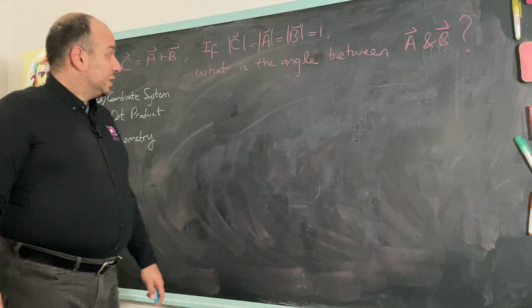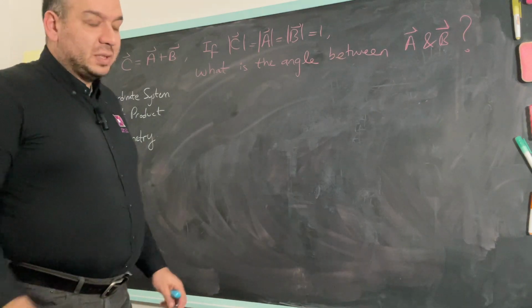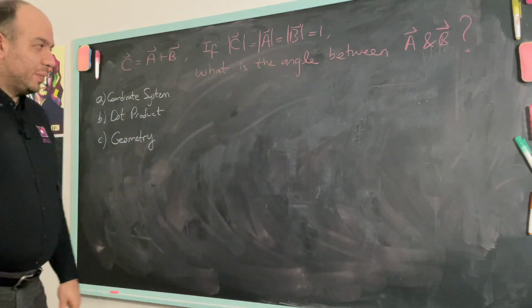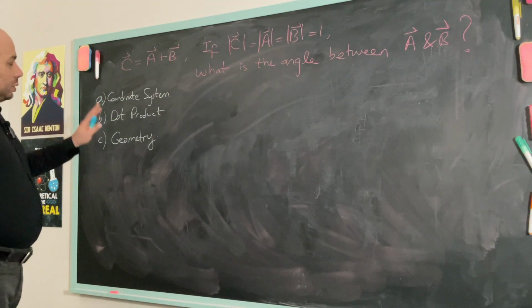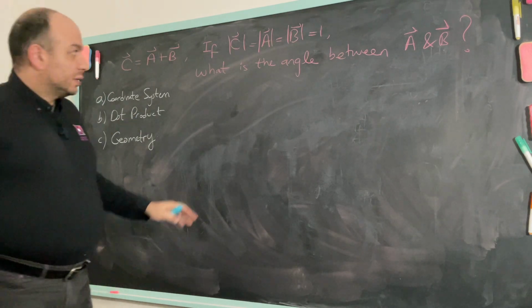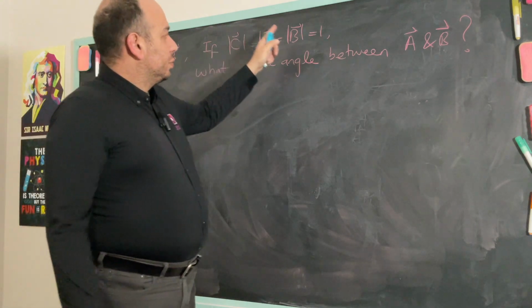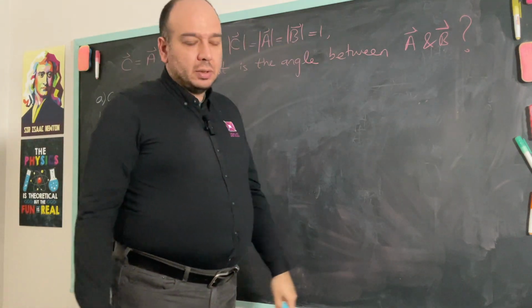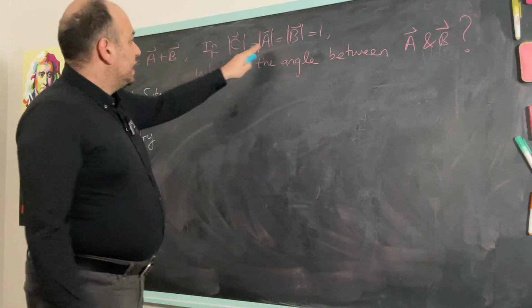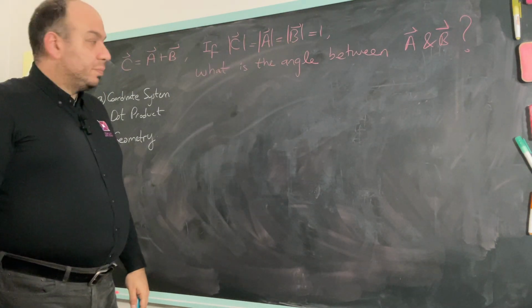Hi everybody. Today we'll be solving a vectors problem. As you know, vectors are really important in physics and also in mathematics. So the question says C is equal to A plus B. They're all vectors. And C's magnitude is equal to A's magnitude, which is equal to B's magnitude, and they're all equal to 1. So C, A, B are all unit vectors. They all have unit magnitudes.